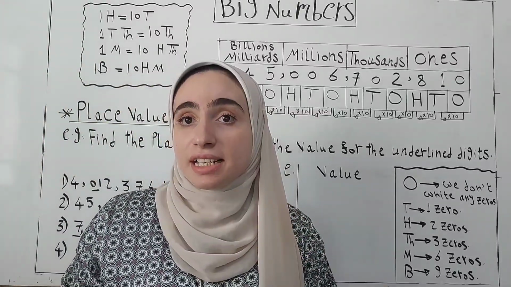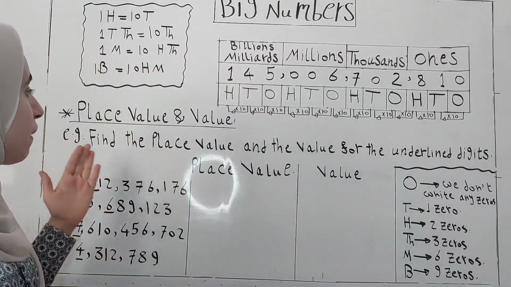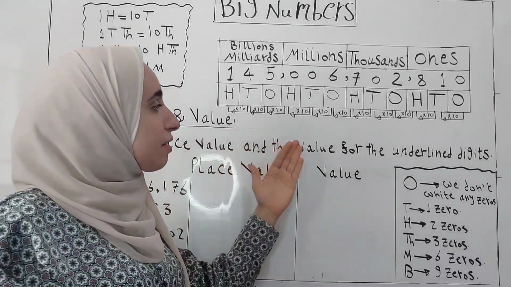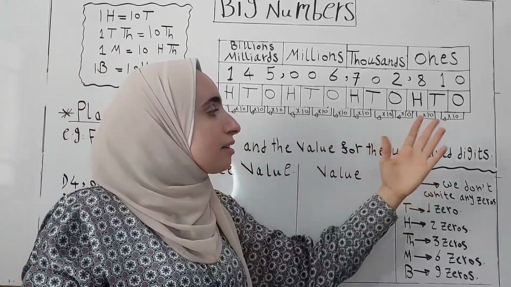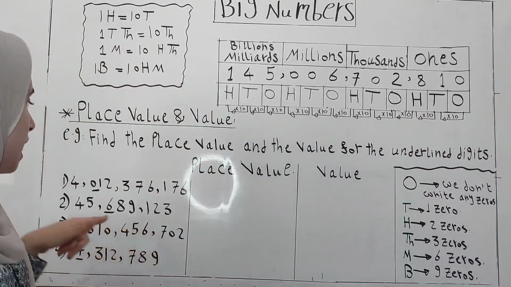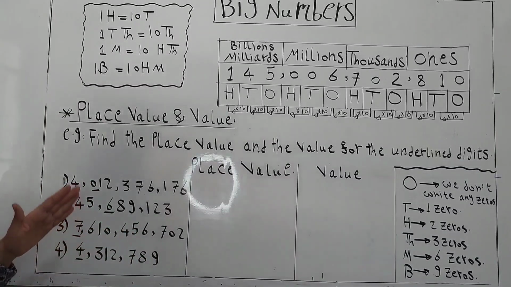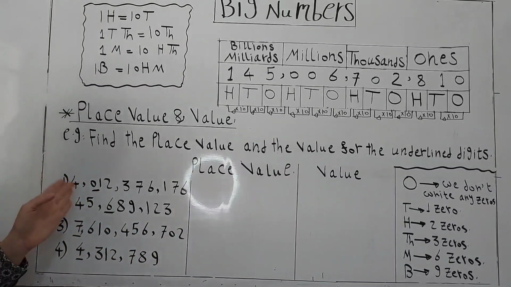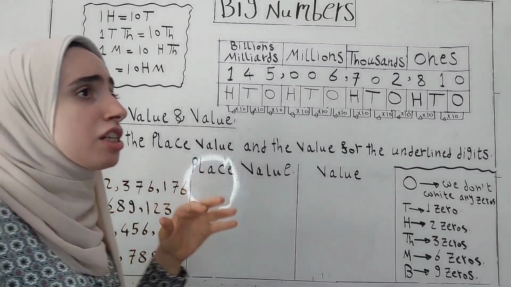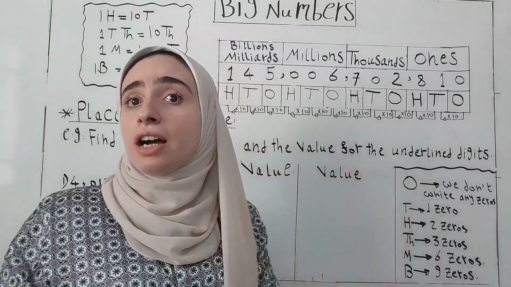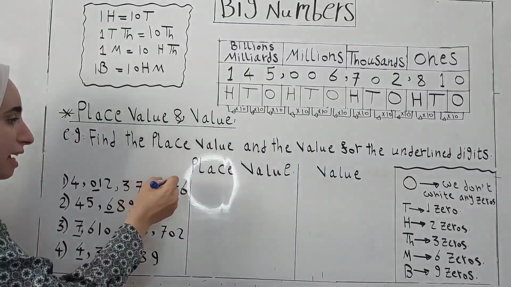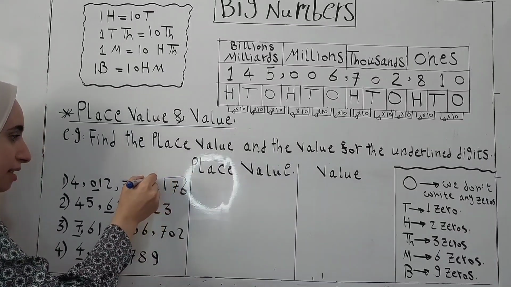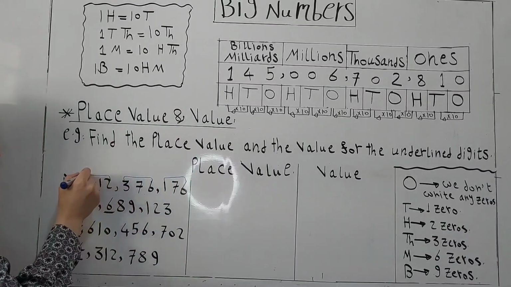Let's take a given example. Find the place value and the value for the underlined digits. The first number, we need to find the place value for the digit 0. The digit 0 is in which family? This is the first family. This is the second. This is the third.